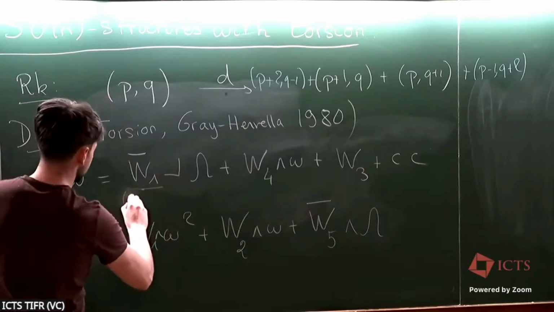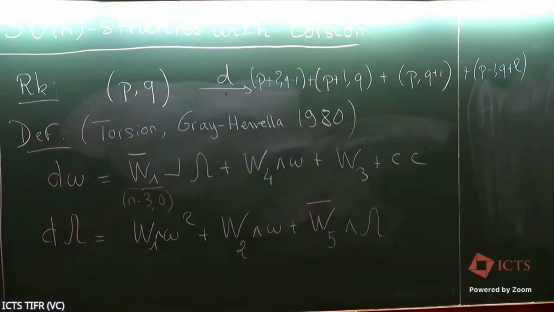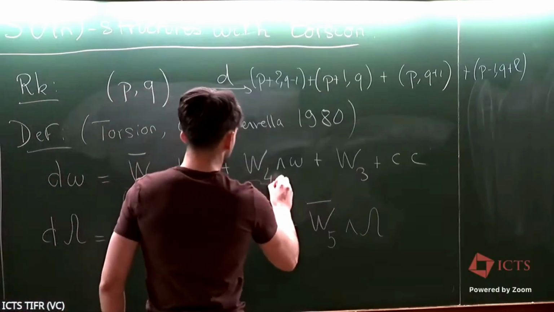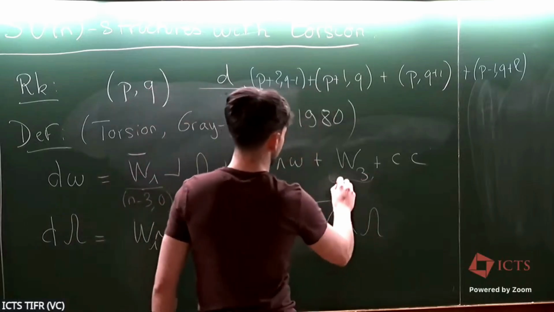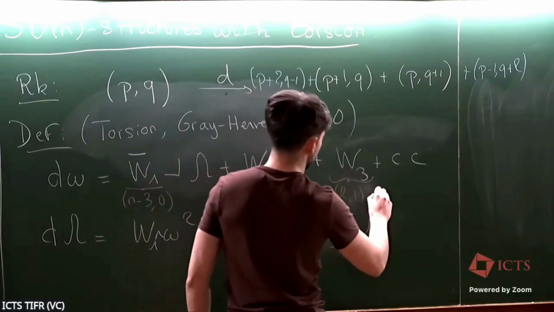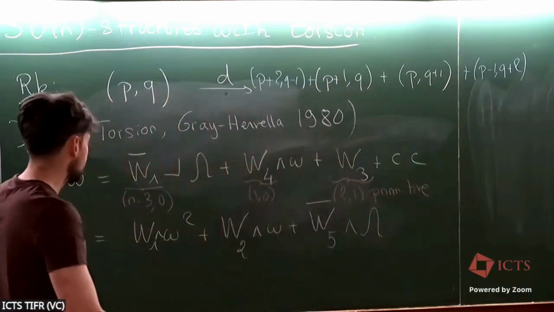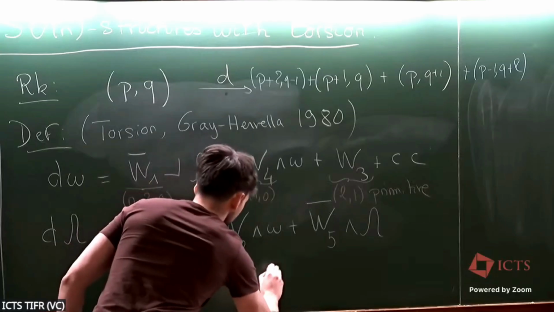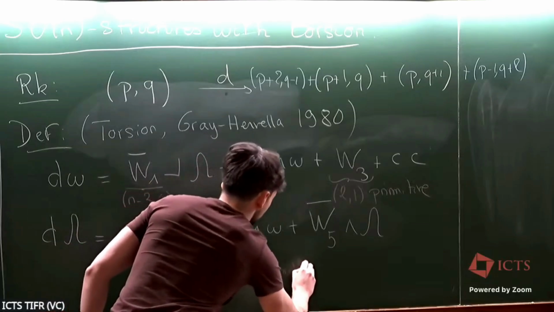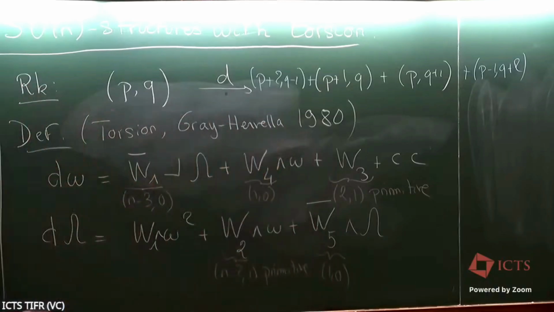This one is an (N-3,0) form. This denotes the contraction with respect to the Riemannian metric on my manifold. This is a (1,0) form. This one is a (2,1) form and primitive. Okay, this W2 is (N-2,1) primitive. And W5 is (1,0).